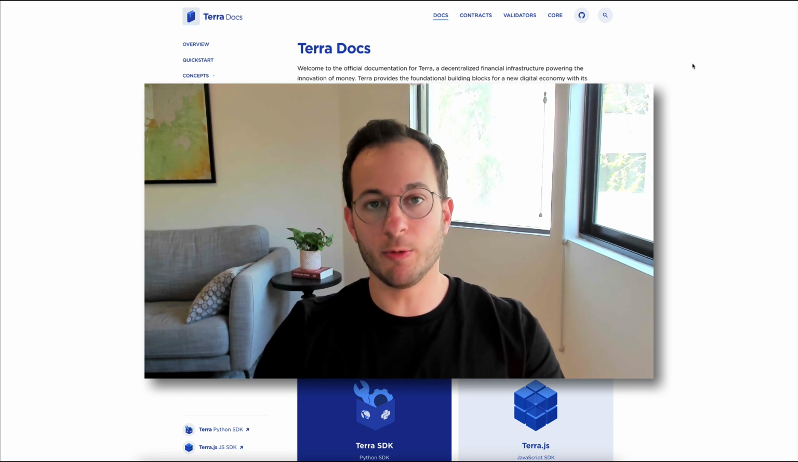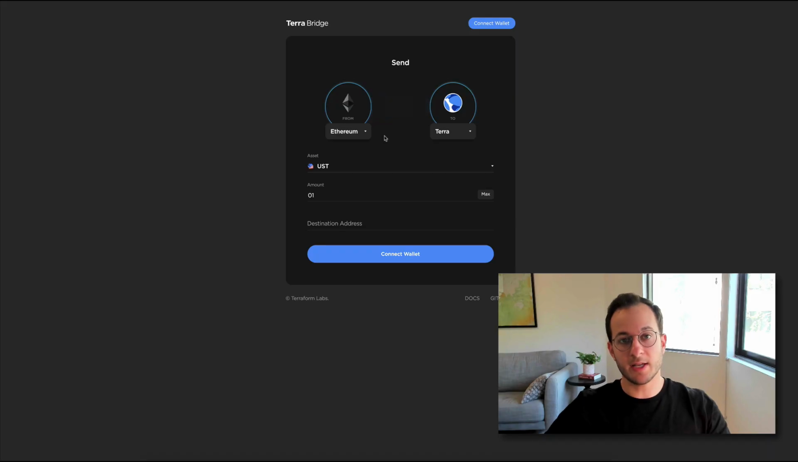They have their own mobile wallet extension that you can download for Chrome as well as many other popular browsers. Setup is fairly easy and you can use the same seed phrase that you have for your Bitcoin or Ethereum wallets as well. Terra also has the Terra Bridge, and as you can see here, you can send assets from Ethereum or Binance Smart Chain to Terra and vice versa.